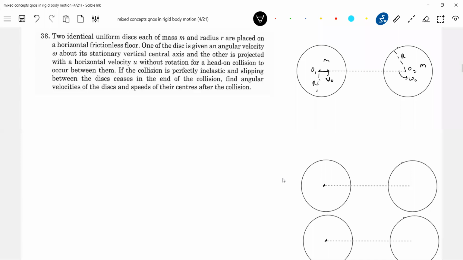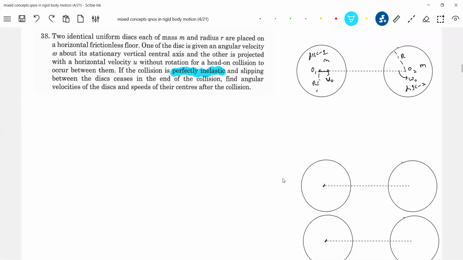Only it is given translative motion. You can see that one. This is given translative motion. I'll call this disk 1. This is disk 2. Now look at it. I think so many things are there here. Perfectly inelastic. Perfectly inelastic. Slipping between the discs ceases. Okay, it is really given.